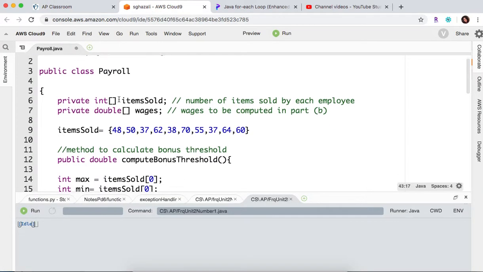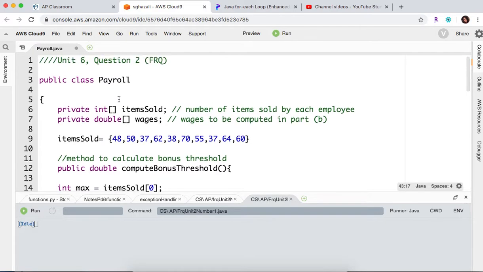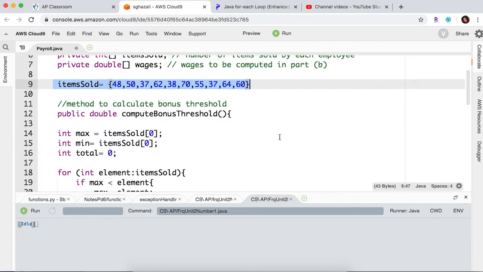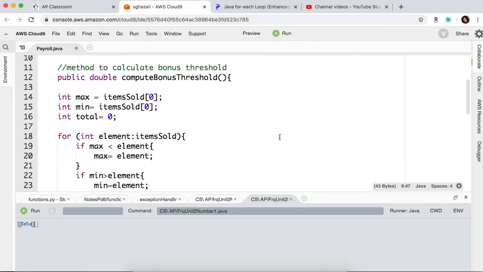So again, I have the class written out and I even have the fields. I even have my items sold array, but I just did that so I could test this out, but you don't have to do all that. What they ask you to do is just the method to calculate the bonus threshold. So here's my method.